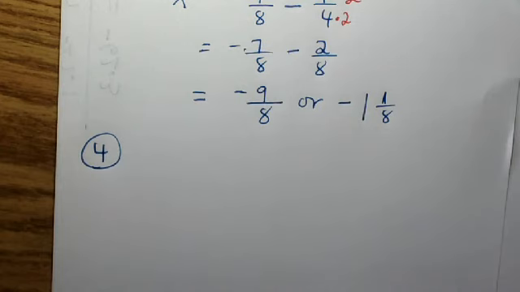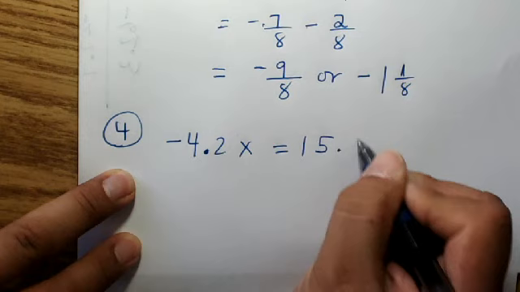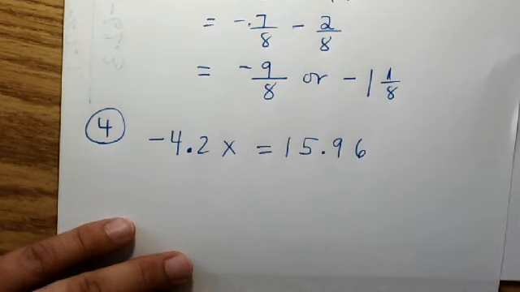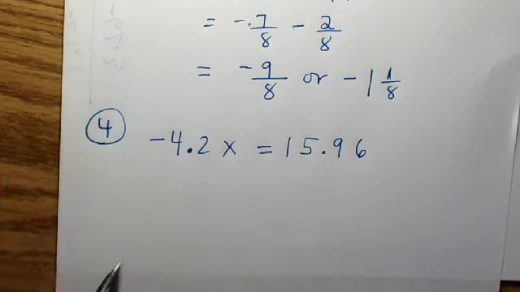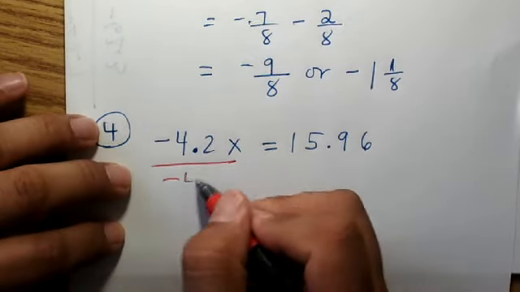Number 4. You have negative 4.2x equals 15.96. Negative 4.2x equals 15.96. What would you do in a case like this? Yes, sir? What would you do? Okay, so you divide, right? On both sides?